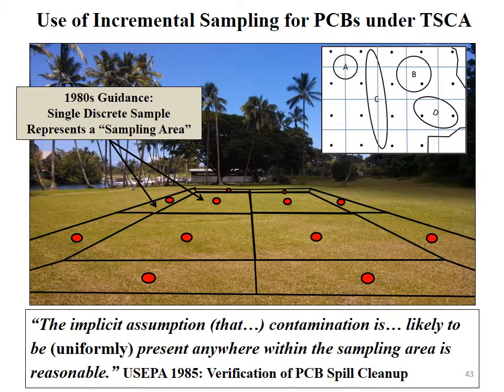Now, one question that came up during the conference in Arlington was the use of incremental sampling for PCBs under TSCA. That's something we've been dealing with for quite a long time. Thinking back, we already discussed that in the 1980s guidance, the assumption was that a single discrete sample was adequate to represent what they called a sampling area. Again, quoting their guidance, the implicit assumption that contamination is likely to be uniformly present within this sampling area is reasonable. But we now know that's just not the case. And the diagram in the upper right hand corner is an actual figure from that TSCA guidance. So we can't really rely on single samples to characterize a sampling area.